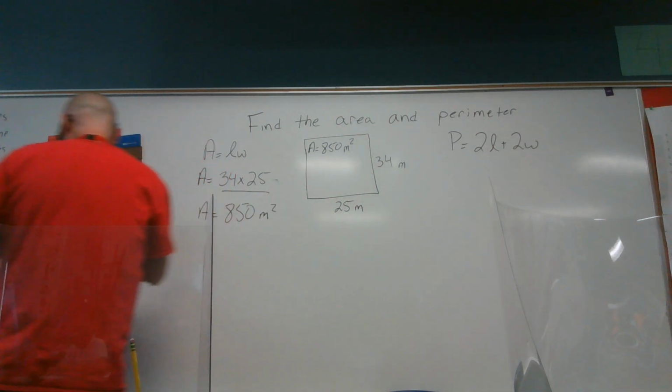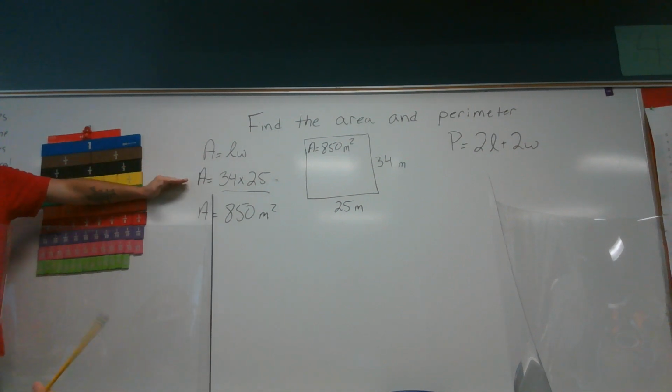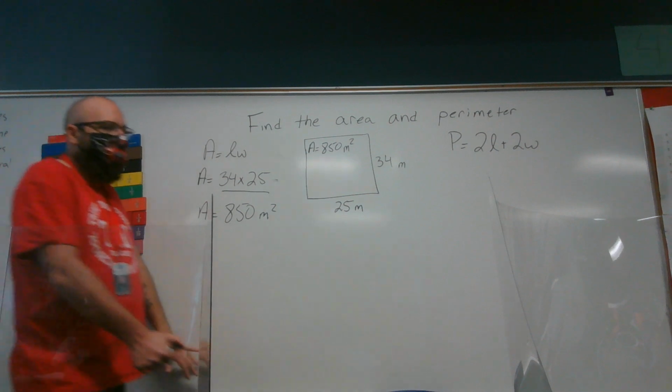Now notice, I wrote down my formula. I replaced the information in the formula that they gave us, which then gave me the answer, which is my other variable. Now if we go to perimeter.